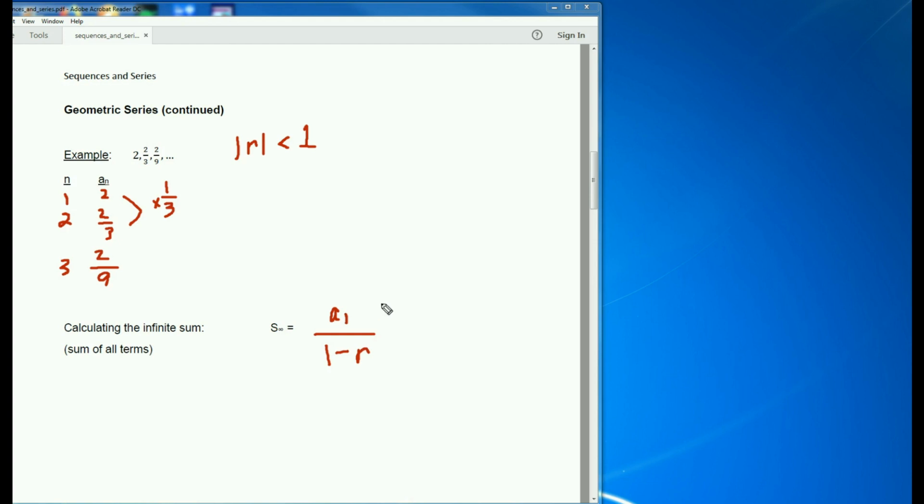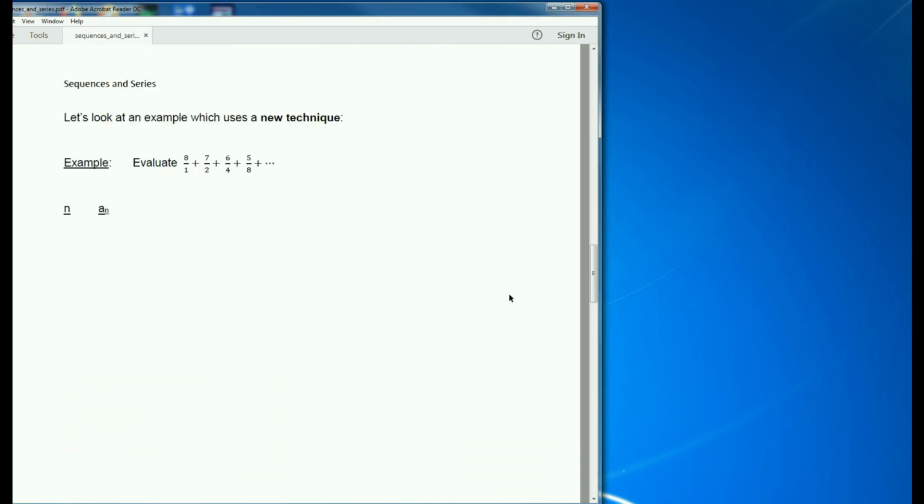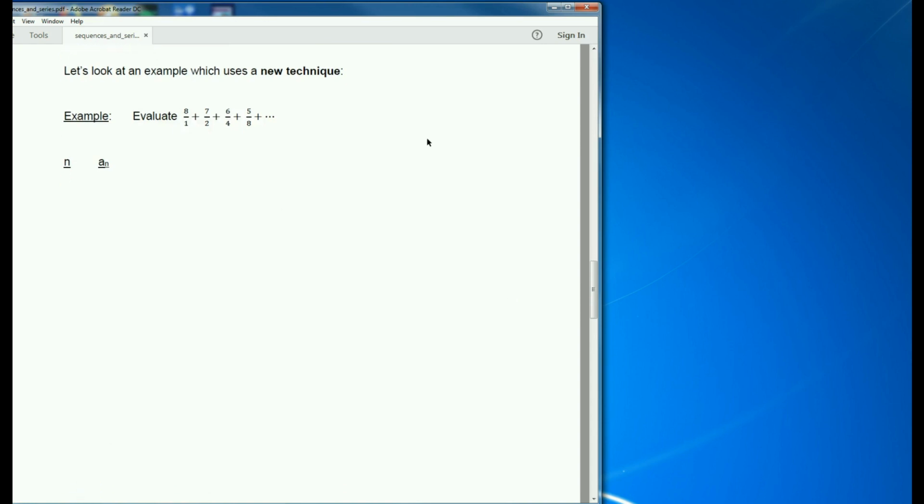All right, so now what I really wanted to show you on the next page, I'm going to erase this again, is that in working through a lot of these tests, I have seen this very interesting technique used. I'm calling it a new technique, I guess, because it's new to me. I've seen it enough times that I thought it was worth showing it to you, and plus it's pretty cool. So let's look at this problem, which is to evaluate the sum of this infinite series: 8 over 1 plus 7 over 2 plus 6 over 4, etc.